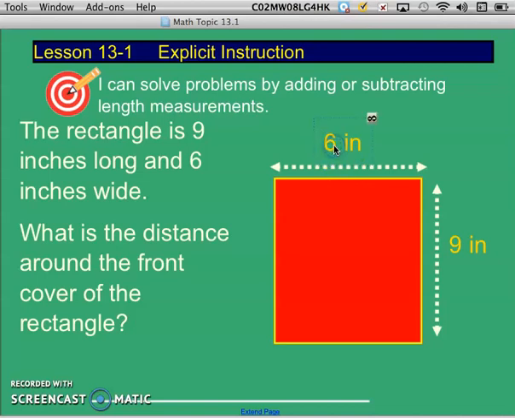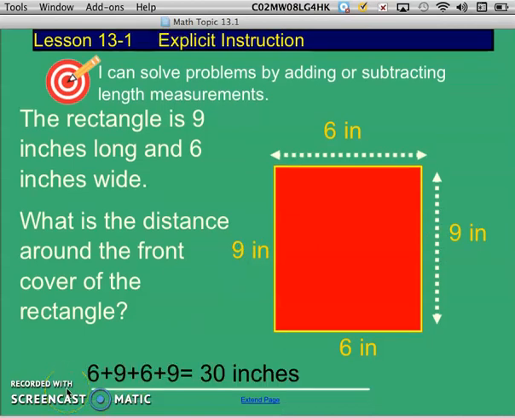As you can see, the number on the top is different from the number on the side. 6 inches is smaller than 9 inches. But we will continue by adding all the numbers around the rectangle. So, 6 inches on the top plus 9 inches going down the side. Then we will add 6 inches more on the bottom and 9 inches on the other side of the rectangle.